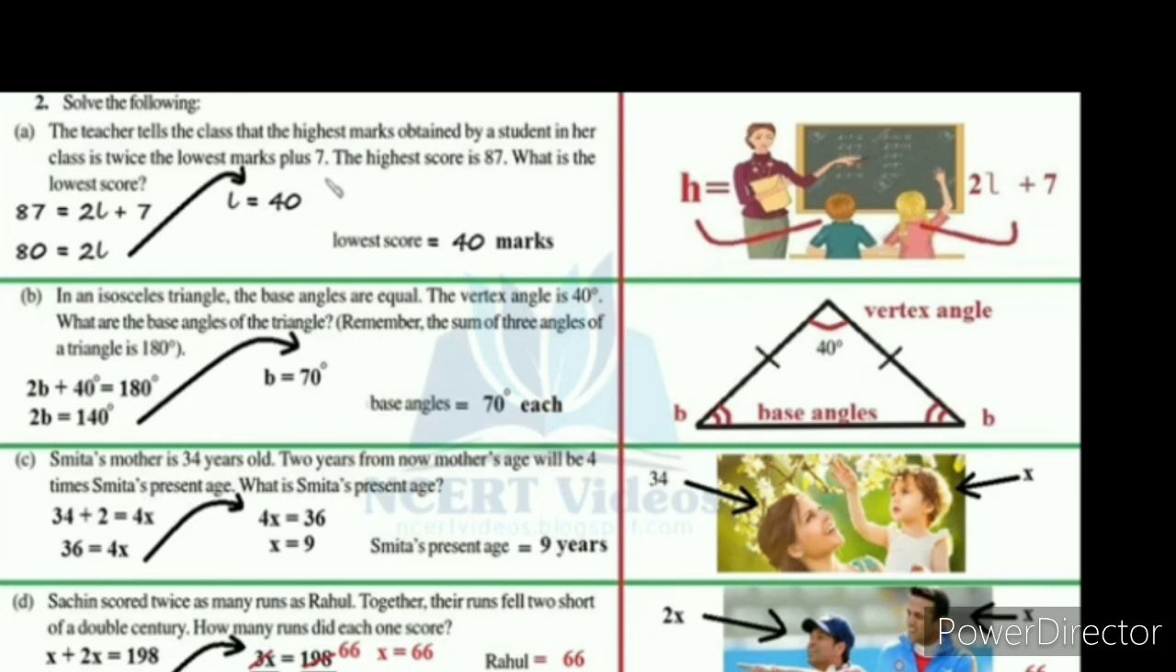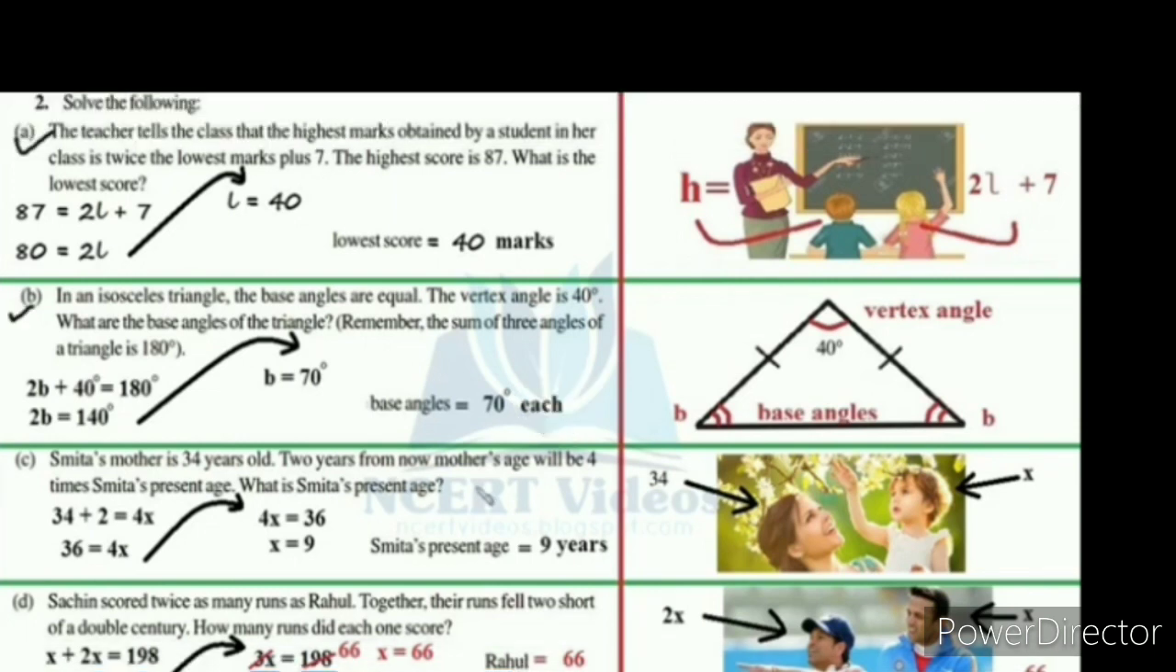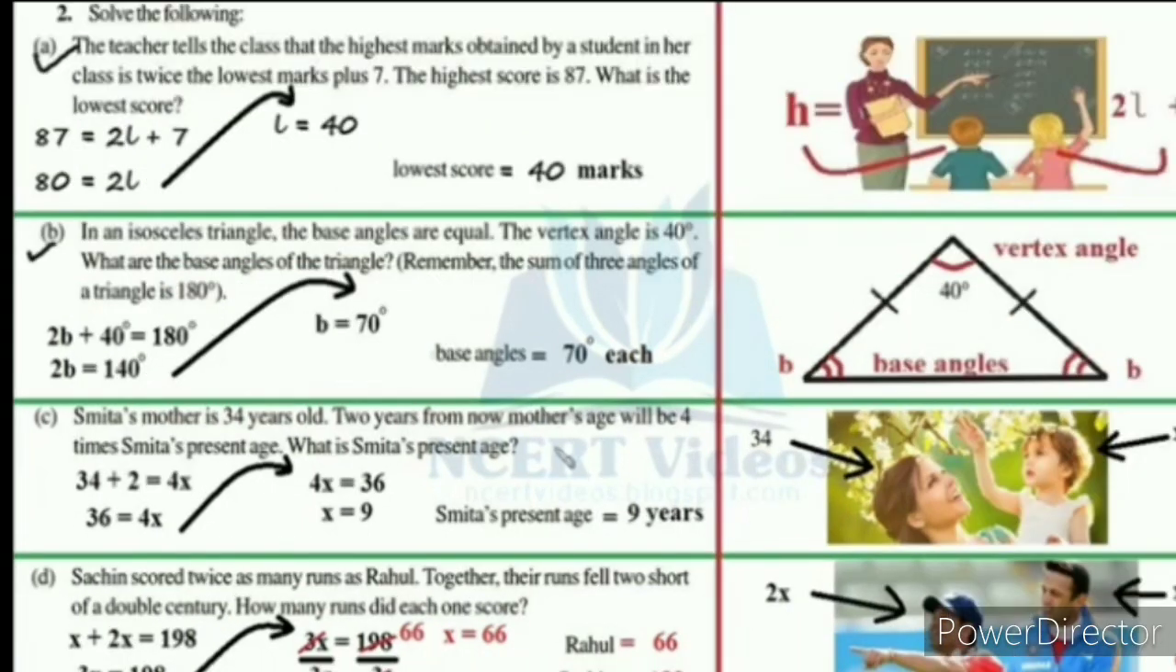Look at the solution. Here, the right hand side picture shows a classroom, where the teacher is comparing the marks, that is lowest and highest marks, and she is relating lowest mark with highest mark. After relating, we get this equation. If you find the L value, you will get the lowest mark in the class is 40 marks. Copy down the solution I have explained. This is for reference.